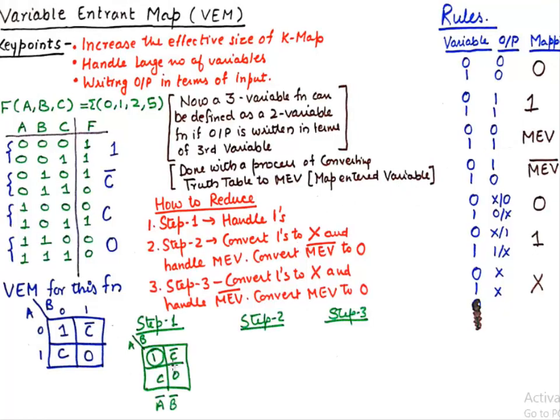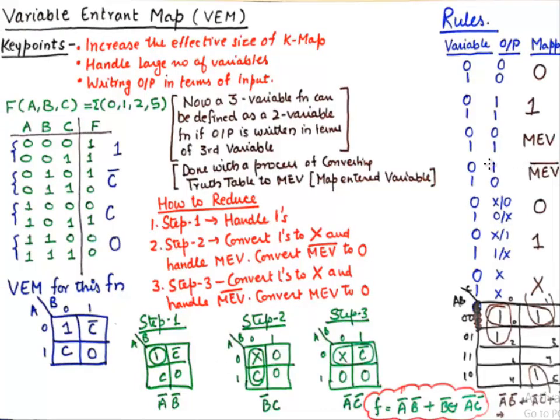Step number 1 is to make all the MEVs as 0. So we'll make these MEVs as 0s and we are left with only ones here. We did not have do not cares, otherwise do not cares could also feature here. So we are left with a 1 here. So when I pair that one, it becomes A bar, B bar. Now in the next step, when we handle MEVs, we'll convert ones to do not cares, and they can help us in the pairing of MEVs. So this 1 was converted to X. Similarly here, this 1 was converted to X.